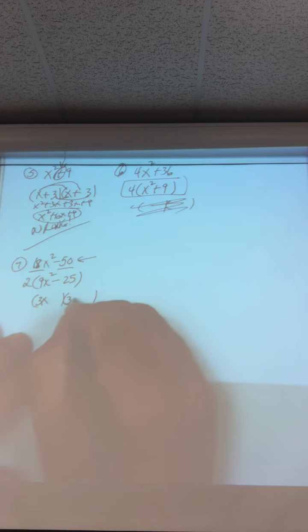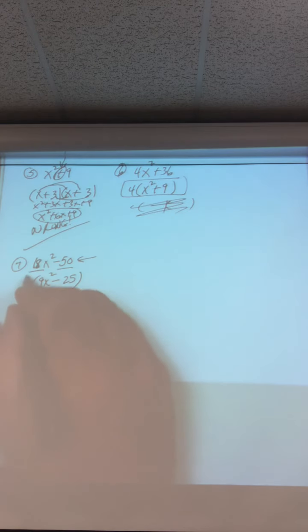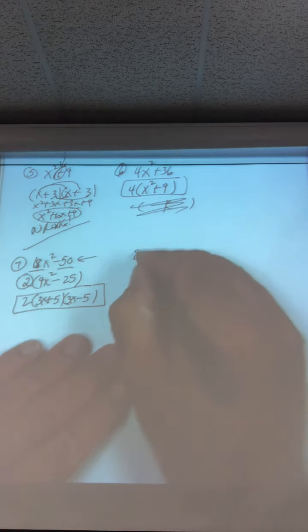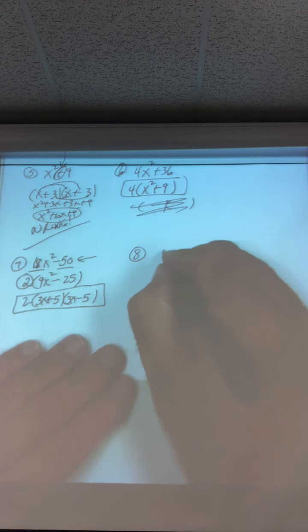3x, 3x, 5 and 5. One's a plus, one's a minus. But don't forget that 2 is just as much of the answer as the 3x plus 5 and the 3x minus 5. So now the problem is completely factored. So always check for GCF before you do difference of two perfect squares. All right, let's do 2 more.